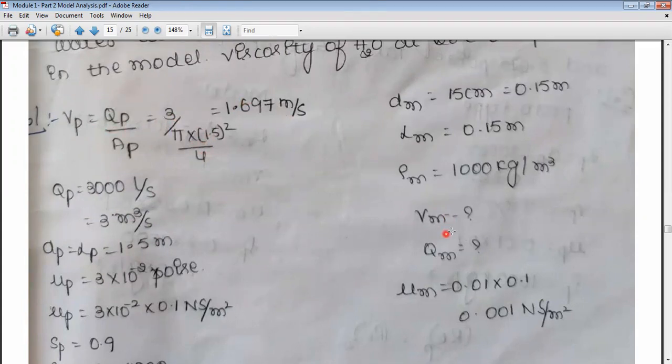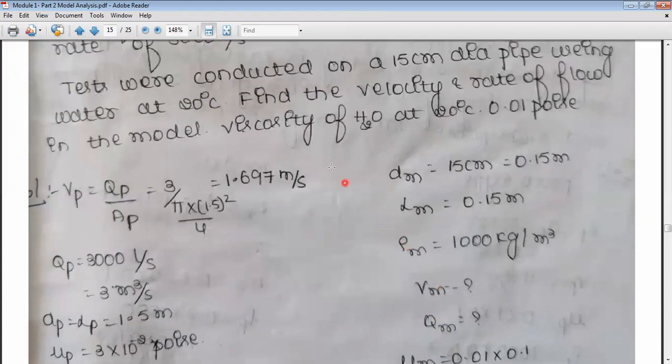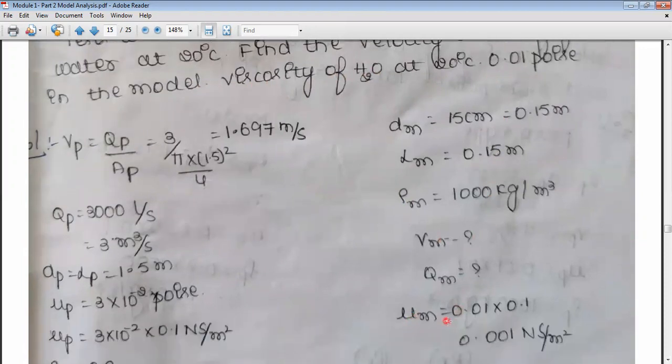Here you have to find the velocity of the model and the discharge of the model. Here the viscosity is not the same. Viscosity of the model is 0.01 poise. Mu m is equal to 0.01 into 0.1, that is 0.001 Newton second per meter square. We are converting into SI units.